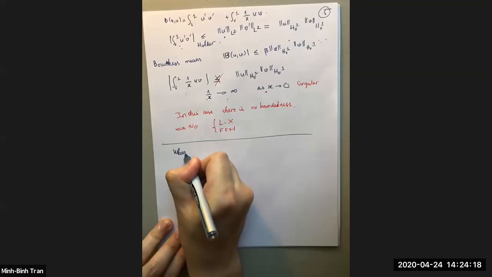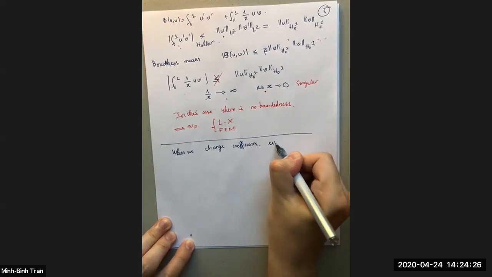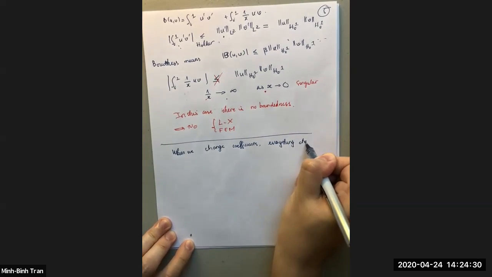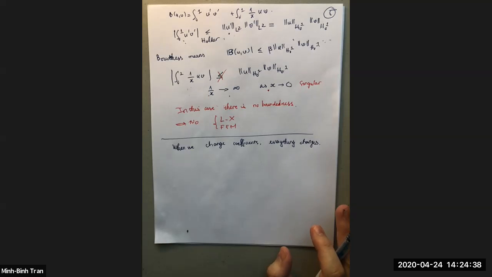When we change the coefficient, everything changes. The point is that if you have an intuition of the underlying reason why those numerical schemes work, then you can tell in advance that this method has no chance to be applied in this case. In a classical sense, you cannot apply finite element methods, because you know from the functional analysis class that this equation doesn't have a unique solution, because the Lax-Milgram theorem is violated.